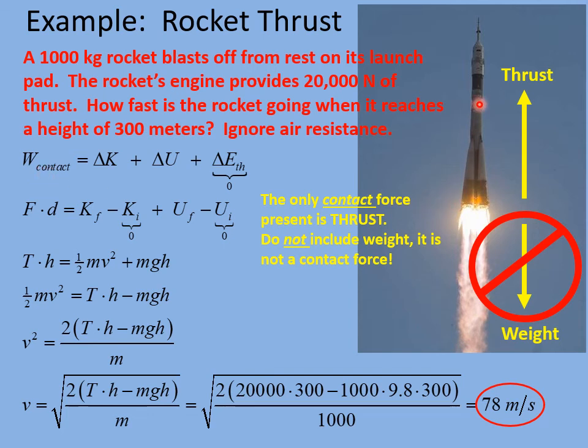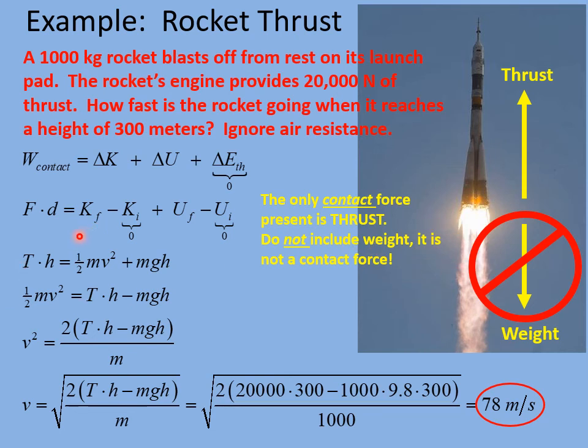So here's the rocket, and its free body diagram would have two forces. It would have weight down and thrust up. But remember, weight is not a contact force. We do not include gravity as a contact force. So the only contact force present is the thrust. So over on the left side, we have this is the force times distance here. We'll replace that F with a T for thrust. And the distance that it travels is the height that the rocket goes, h, while its engines are burning.